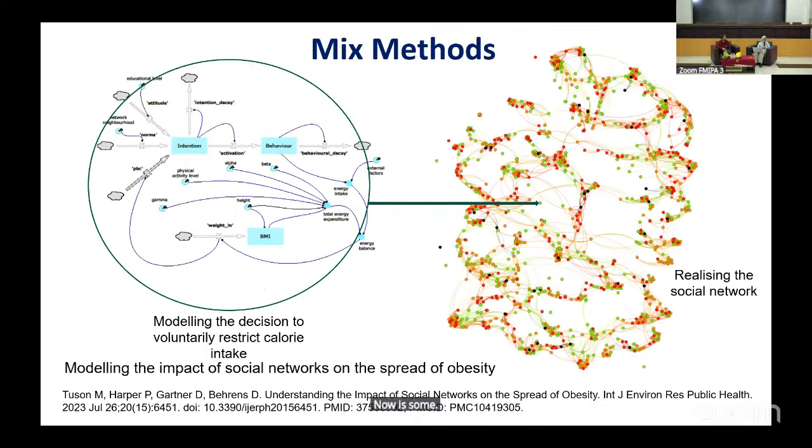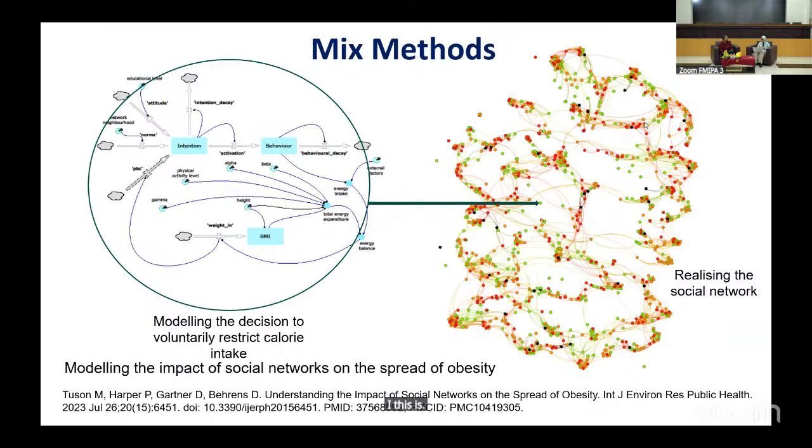Now here are some examples of mixed methods. Earlier we touched upon individual methods, and this is an example where people have studied this. In fact, this is done by Dr. Tucson, one of my colleagues at Cardiff University, and this is his PhD. He looked at modeling the impact of social networks on the spread of obesity. It's very interesting because he models the behavior of the individual using system dynamics, and then models the social networks using agent based, and the different colors represent the BMI, whether normal, overweight, obese, and so on.